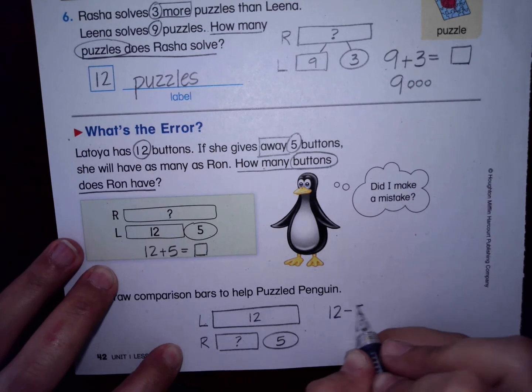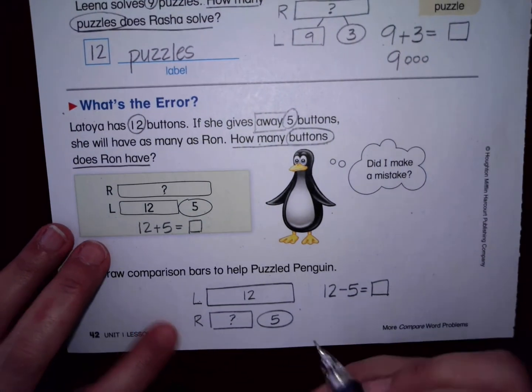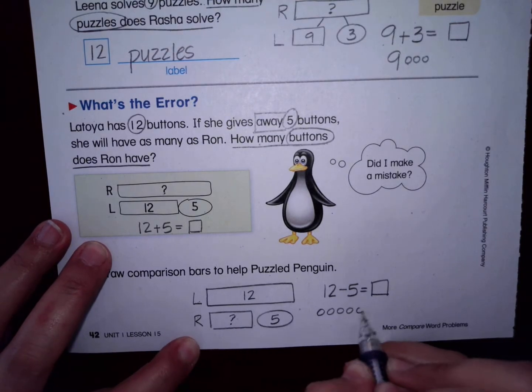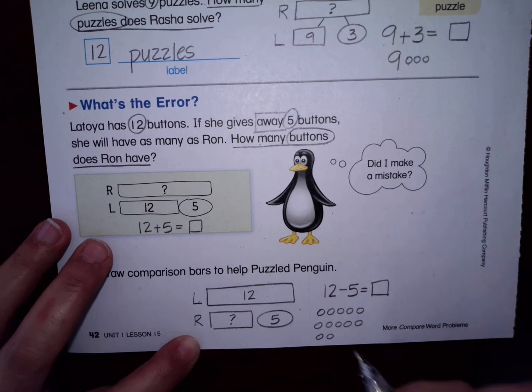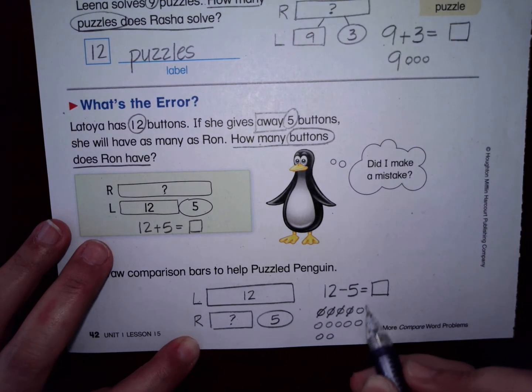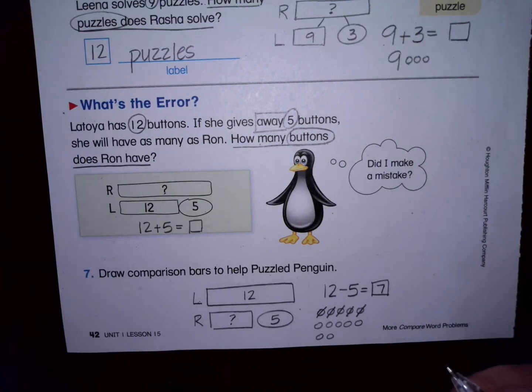So then I would do a subtraction problem, and I would draw my 12 circles, and I would cross off 5 of them to get an answer of 7. So Ron has 7 buttons. Sorry, Puzzle Penguin. Better luck next time.